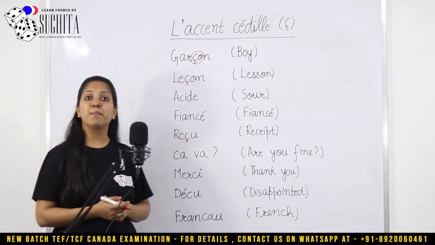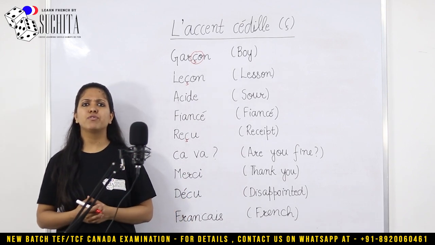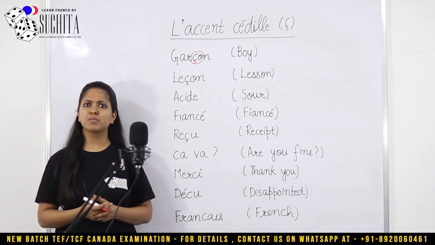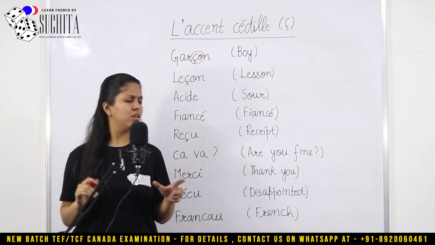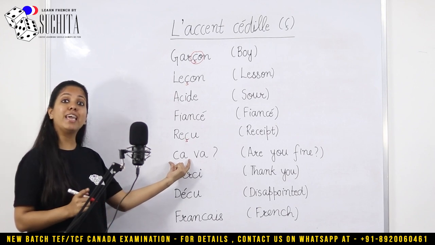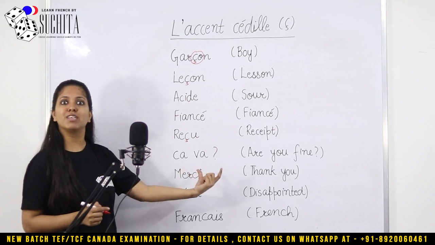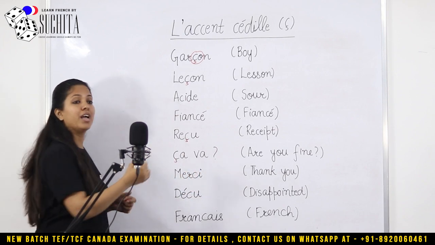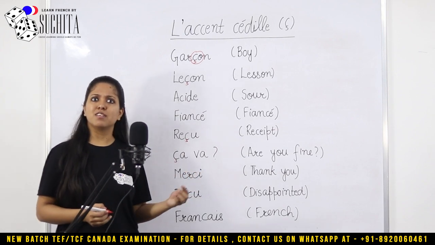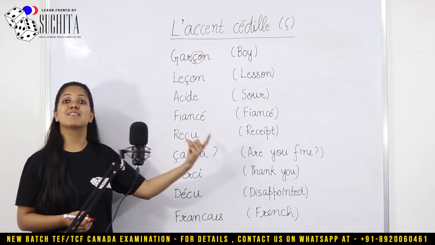Let's look at the next example. This is a very commonly used word in French. You must have heard: "Ça va?" Are you fine? Now, right now CA is "ka". I don't want to say "kava". I want to change it into "ça va". So with accent cédille, it becomes "ça".